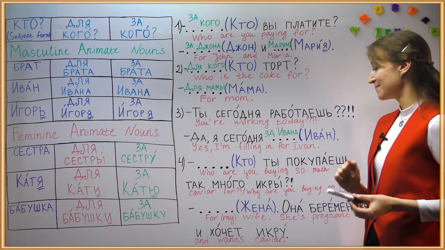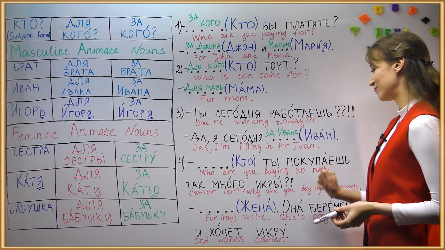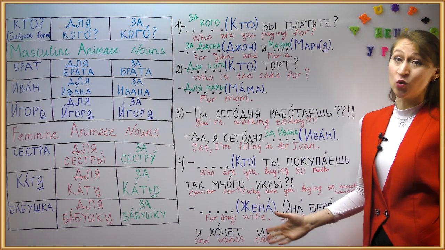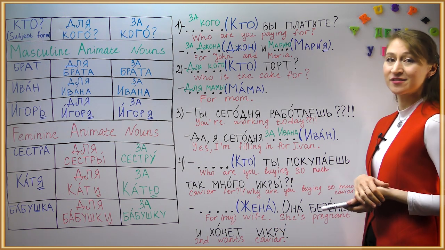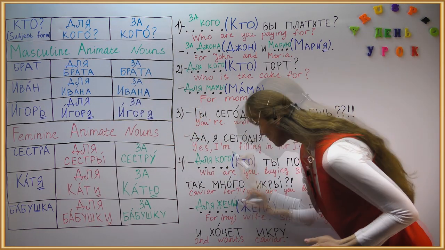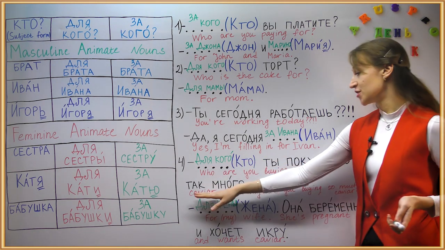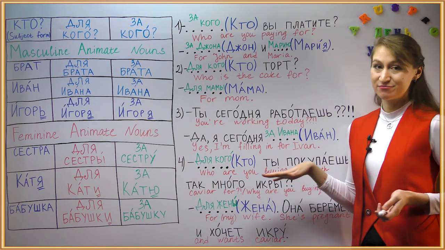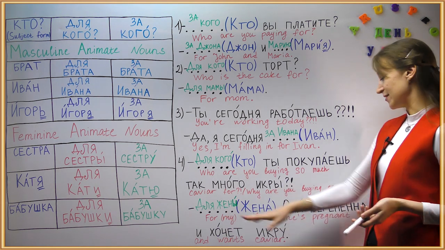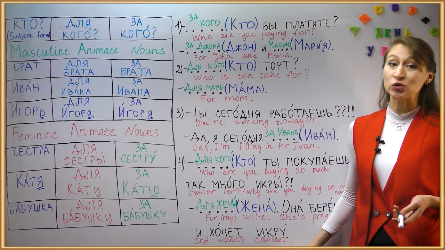And the fourth one, two friends in a store. Who are you buying so much caviar for? Why are you buying so much caviar? For my wife, she's pregnant and wants caviar. Для кого ты покупаешь так много икры? Для жены. Она беременна и хочет икру.